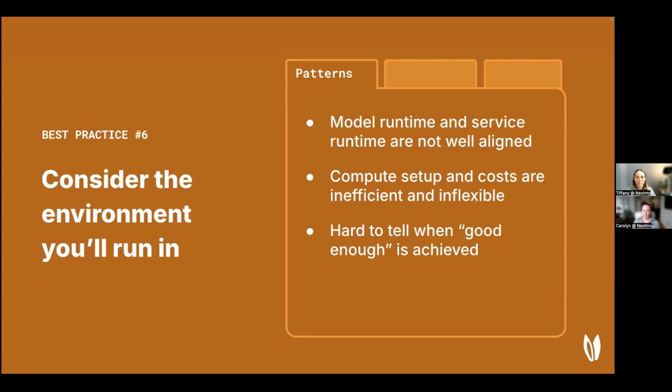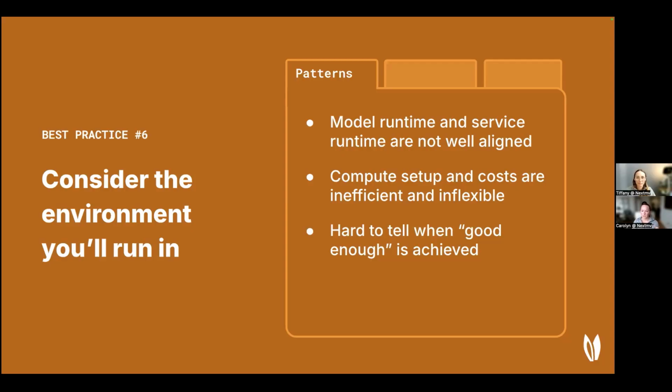You also see that the compute setup and costs are inefficient or inflexible. And what this means, or how we've seen this manifest, is maybe I'm running a model that doesn't need a big memory footprint, but I'm running it on a really big machine. That's just extra cost for my business that doesn't need to happen. So making sure the compute is the right level for what we're working with.